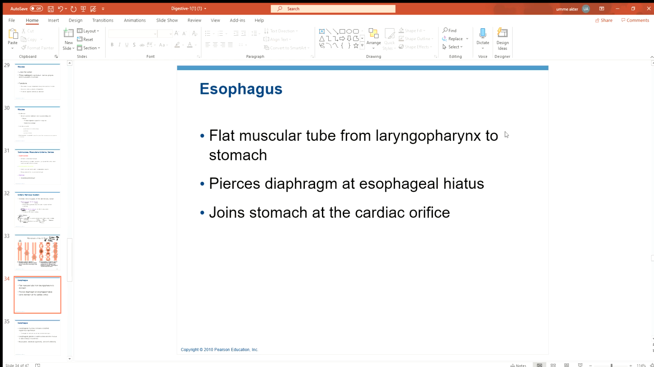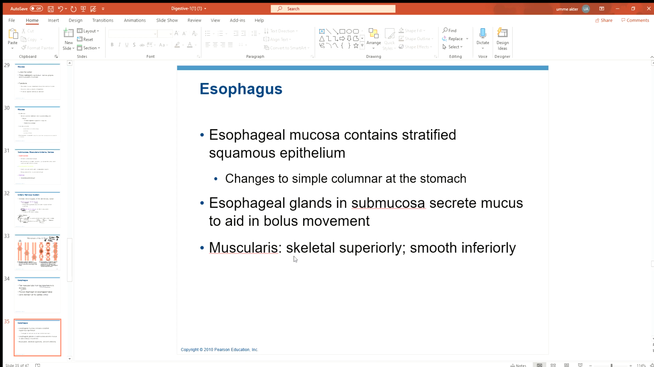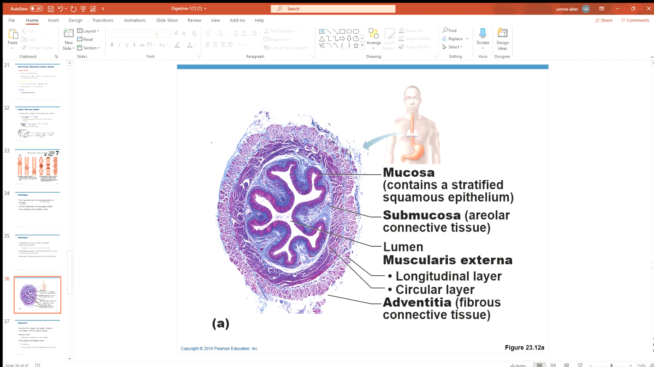Esophagus is a muscular tube from the pharynx, the last part of the pharynx, to the stomach, and it pierces through the diaphragm to enter into the stomach that I showed you before. If you see the wall of the esophagus, you have four layers: mucosa, submucosa, muscularis externa, and only one layer, the name is different, structurally it is the same. The outermost layer in other parts of the GI tract, like in stomach, small intestine, large intestine, is called the serosa. But in case of esophagus, it is called adventitia. That is the only difference. Otherwise, same four layers in the wall.